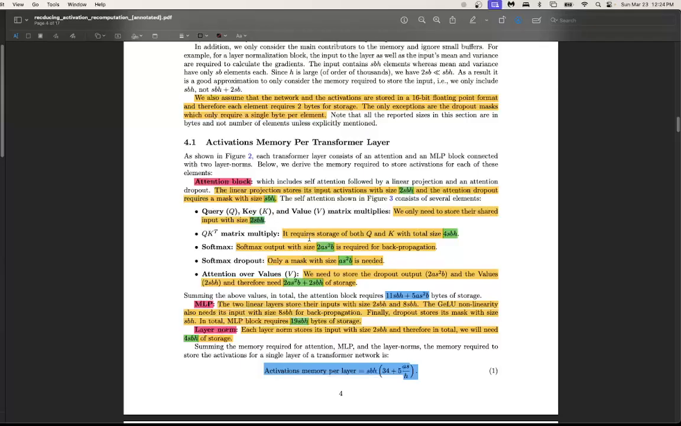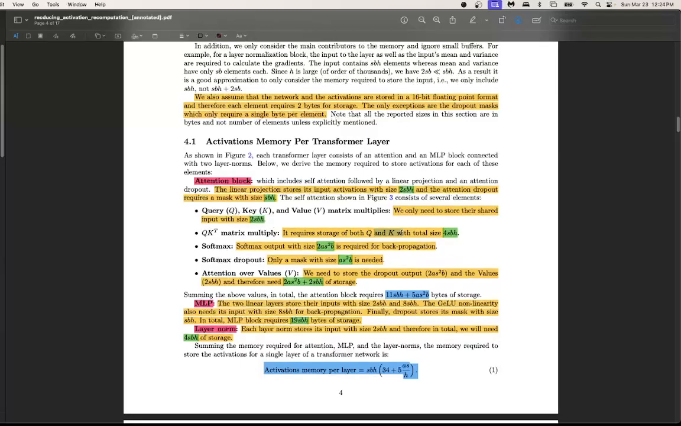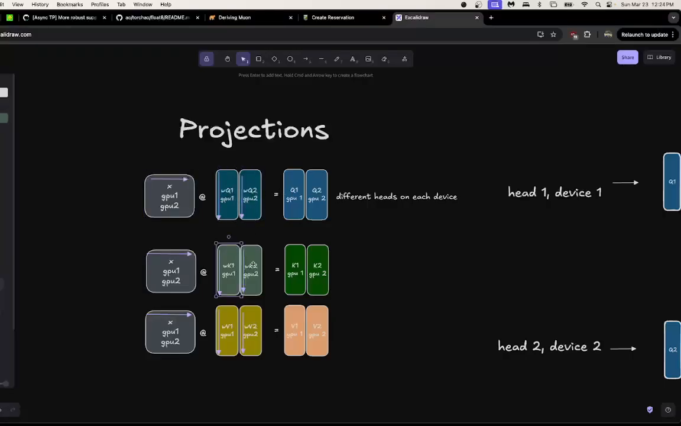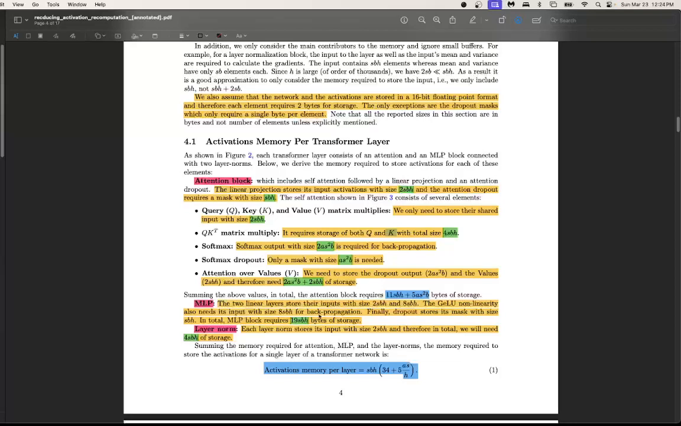And so let's move on to the next one. Q and K, they are partitioned, right? They store Q and K, but those are partitioned. So then we were at 8 plus 8 is 16. Then we add here 4 BSH, and 16 plus 4 is 20, right? And then let's keep going.